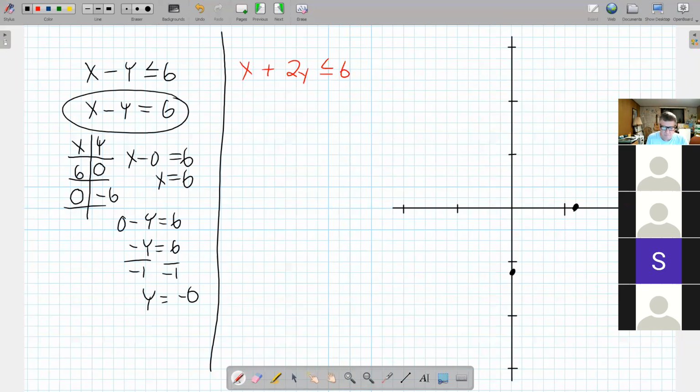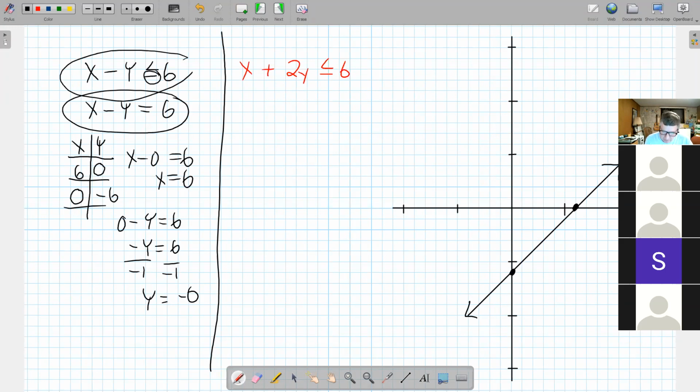Okay. Now, I go back and look at the actual inequality. It says x minus y is less than or equal to. Since it includes the equal to, I'm going to draw a straight line through those 2 points. So it's going to be solid, not dotted, because it includes the equal to.